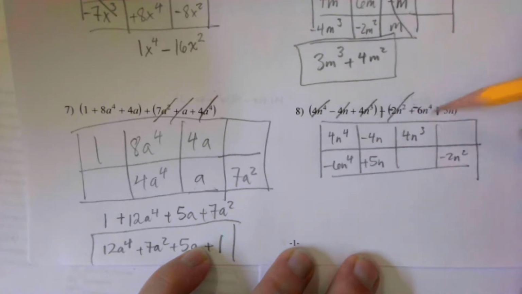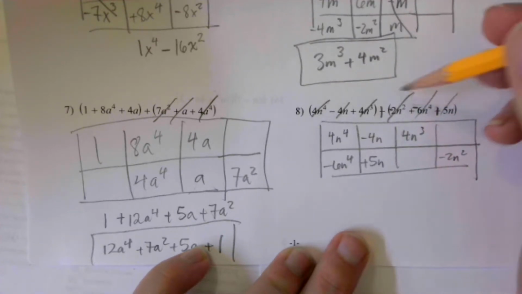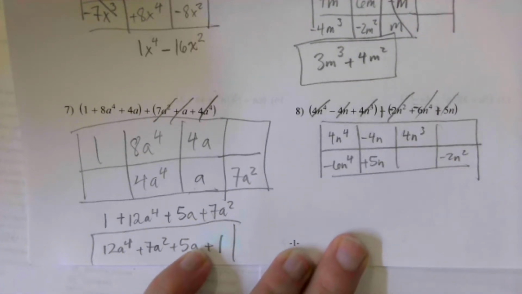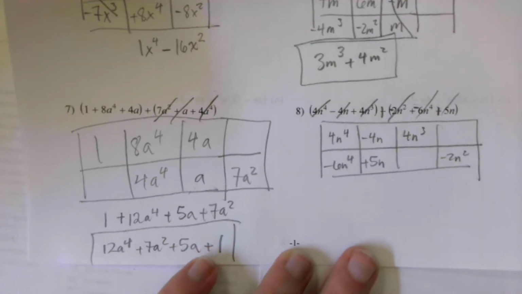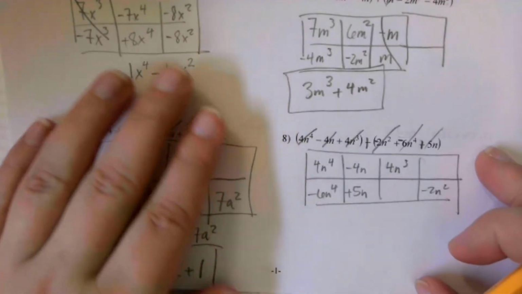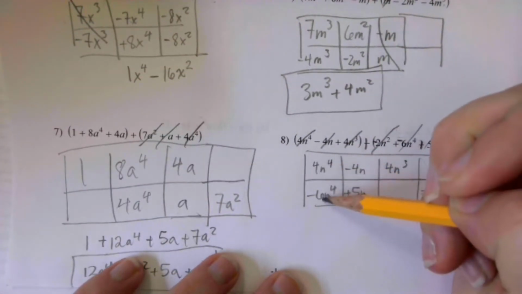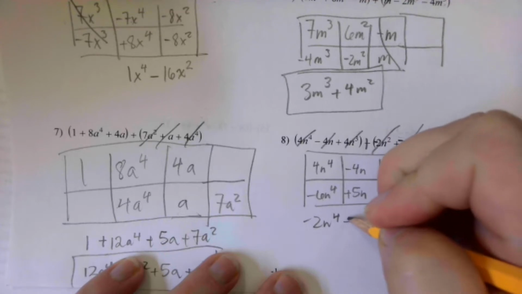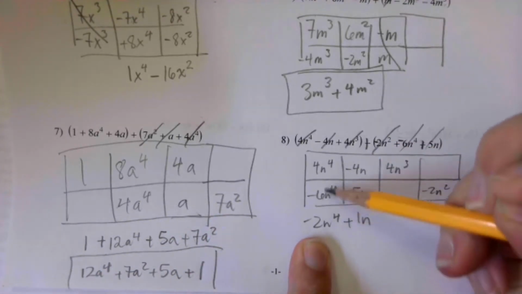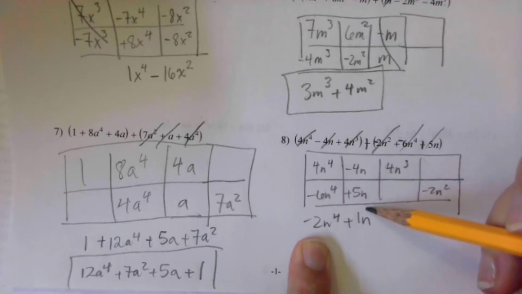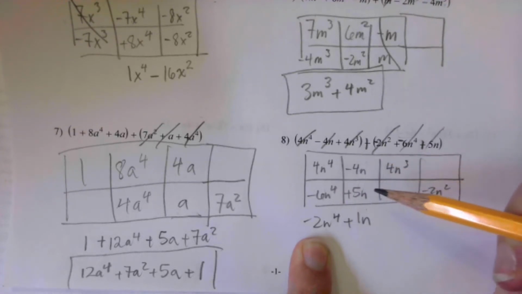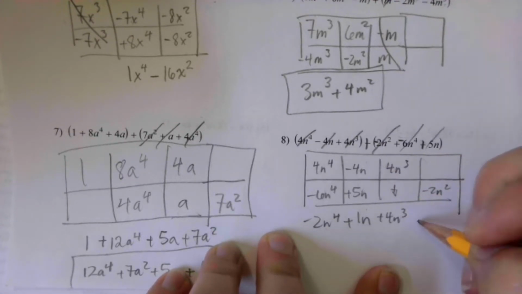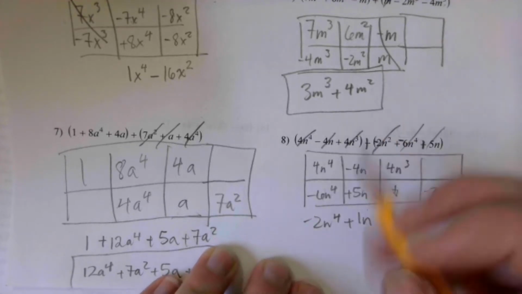Negative, negative, positive. 4, 2n, 4n cubed. Yep, just double checking. If I copy it down wrong, I'm messed. Different signs, so it's subtraction. 2n to the 4th. Different signs again, subtraction. This one came out as a negative because the bigger of the two was the negative one. This one came out as a positive because the bigger of the two is a positive one. And then just bring it down. And put it in order.